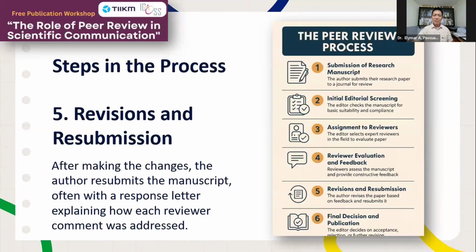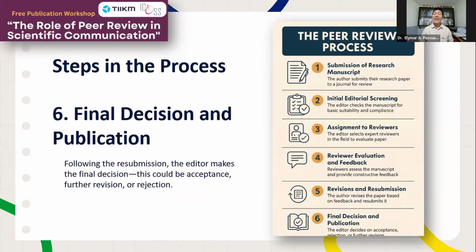And finally, the last step, next slide, final decision and publication. Following the resubmission, the editor makes the final decision. This could be acceptance, further revision, or rejection. If accepted, the manuscript proceeds to the production stage where it is edited, formatted, and scheduled for publication. Once published, the article becomes part of the scientific record, accessible to the academic community and the public. This final step completes the peer review cycle and validates the research as a credible contribution to the field.